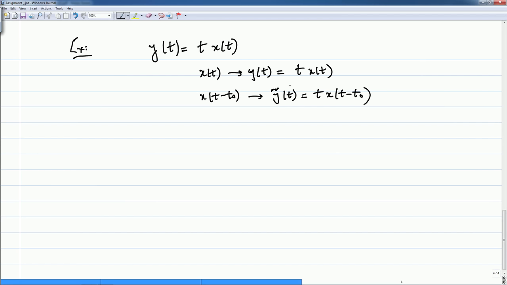If I say my input is x of t minus t naught, how do I find the corresponding output? Instead of x of t in my input output equation, I should put x of t minus t naught. I am not allowed to touch anything else in the input output equation. So, keep that in mind. If I have an input output equation involving an input signal x of t and I want to find the output corresponding to the input x of t minus t naught, wherever you have x of t, you have to put x of t minus t naught.